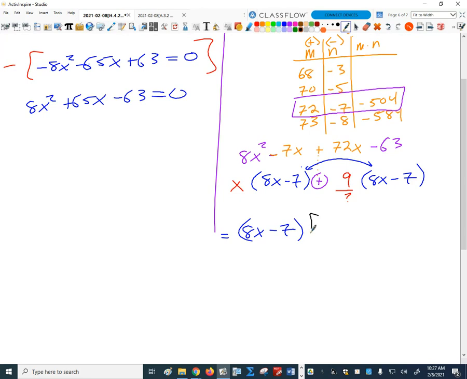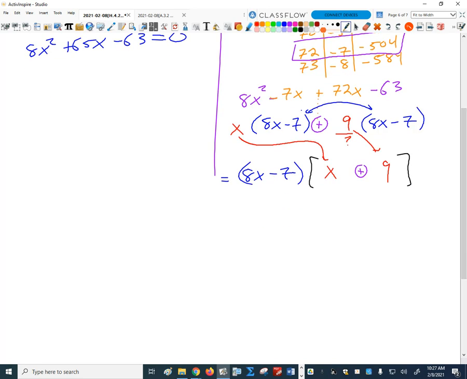And what's left behind if I do that? Well, I've got an x from the first term plus a 9 from the second term, and we got a factor, didn't we? So this whole thing factors into, we can go up here now. Let's go up to this one, right? So we got this factored. This factors into 8x minus 7 times x plus 9, and it's all equal to 0.